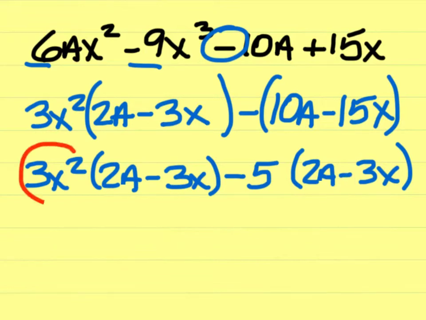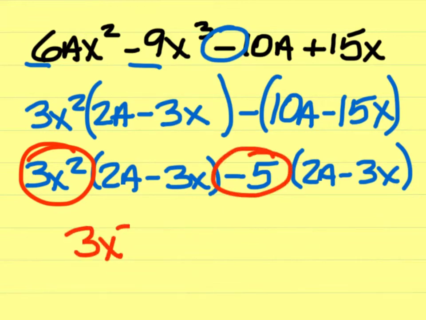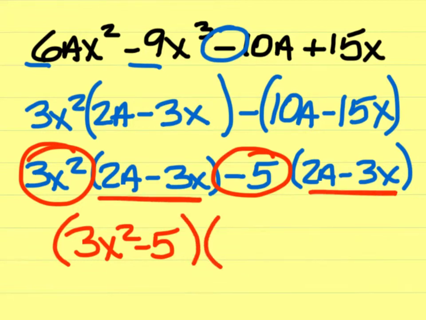For your final answer, you need this and this together in a quantity, and then just one of these, 2a minus 3x.